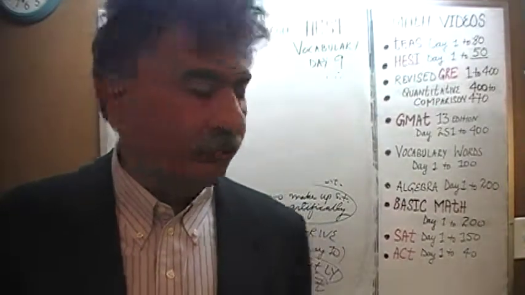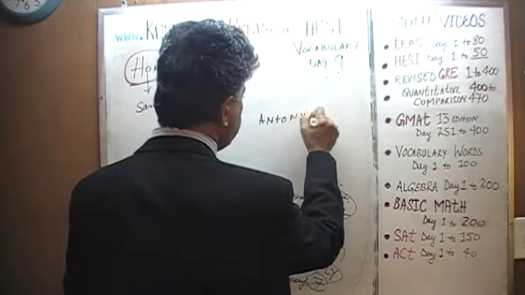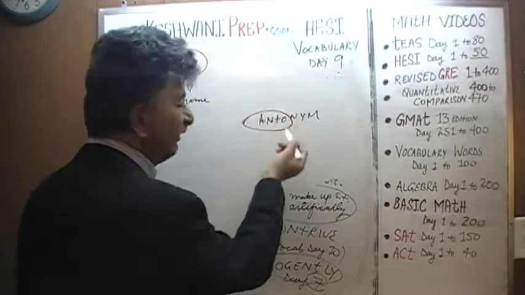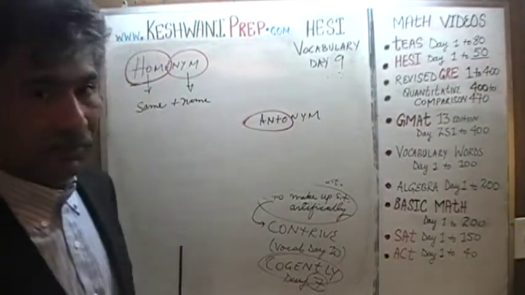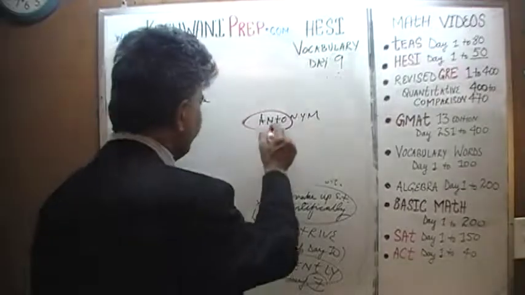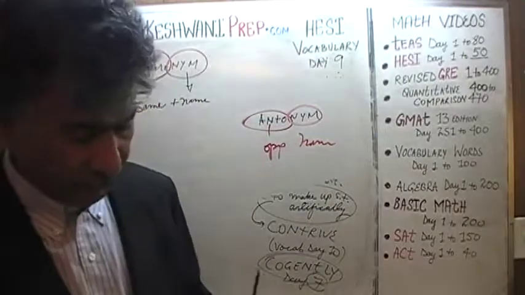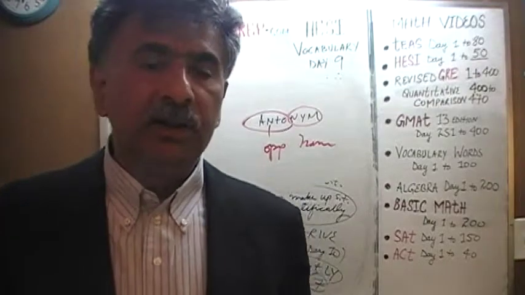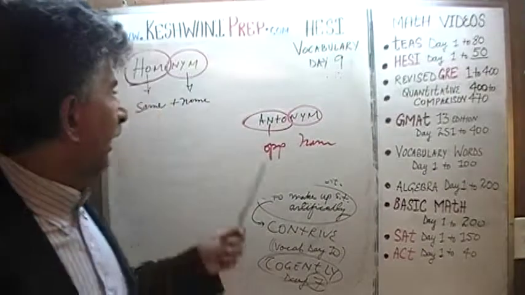Antonym is so called because in antonym, the prefix anti means opposite. If I misspell it, don't make a fuss about it, okay? And nym means name, which is why it's called antonym. Antonyms are two words that have opposite meanings, and the literal meaning of the word antonym is opposite names. Synonyms, same name. Homonym, same name.